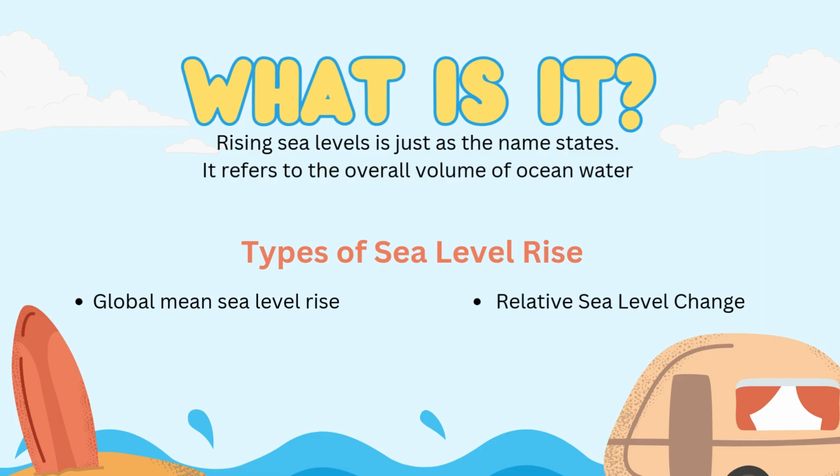So, our first topic is what it is. The simplest definition of rising sea level is that it refers to the overall volume of ocean water. Now, there are two types of sea level rise: global mean sea level rise and relative sea level change. Global sea level rise is most linked to climate change. It is considered a worldwide increase and is compared to a fixed point, such as the center of the Earth. And relative sea level change is how high the land is when it is compared to land in specific areas. So these measurements can be impacted by the water rising or the land sinking.